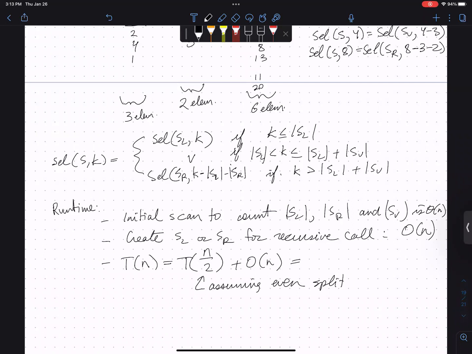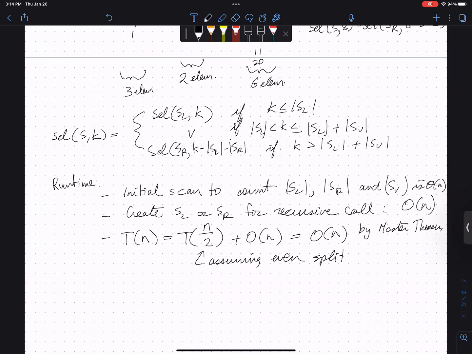Anyone remember what the running time of this is? You can try it by master theorem. This is the case where D dominates. So log base 2 of 1 is less than 1. So here is n to the power of 1. That's the term that dominates T of n. So if we manage to get an even split, then we have a linear time algorithm.